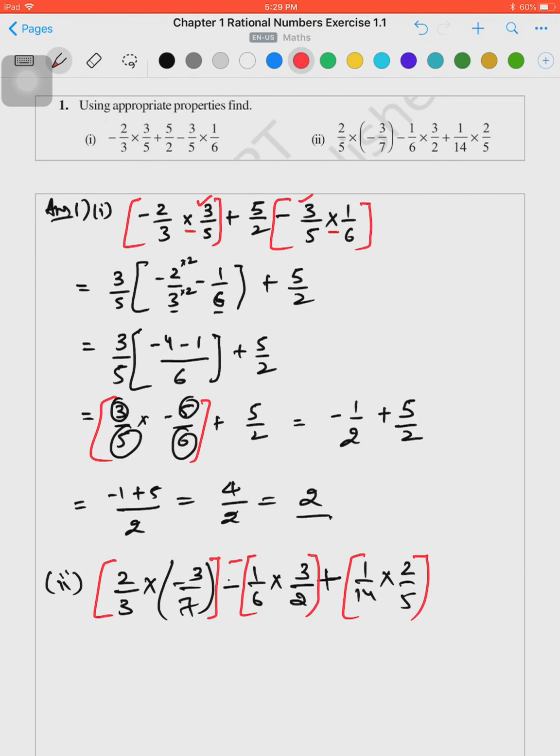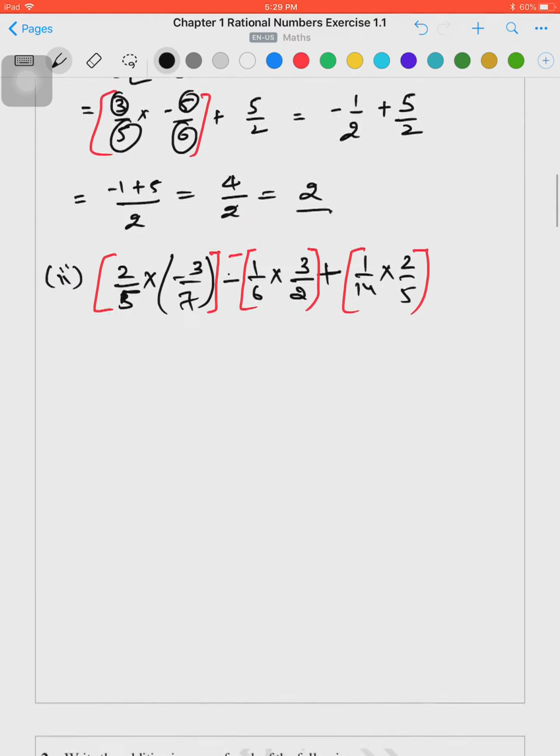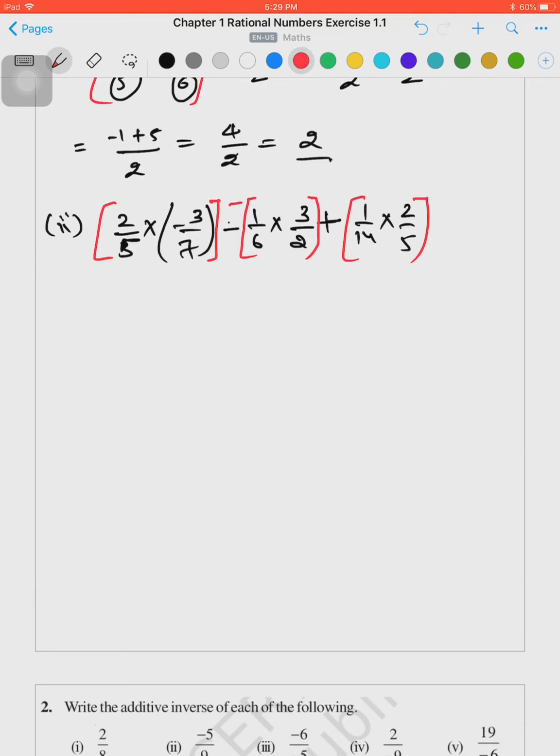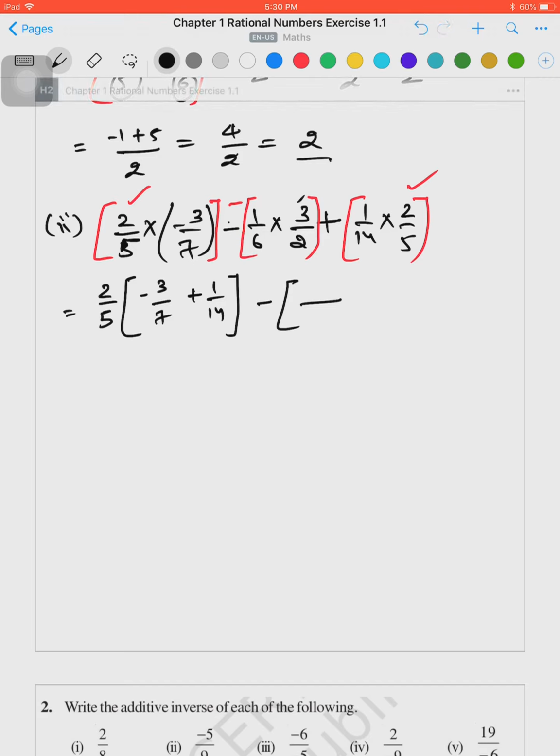Okay, now out of this bracket term, you can see we have 2 by 5 here. So now you can see both terms here have 2 by 5 and 2 by 5. So from here we'll take the 2 by 5 outside. So it will be 2 by 5. What remains here is minus 3 by 7, and on this side plus 1 by 14, and this remaining term minus, let's multiply these two. This 3 will give us 2 here, so it will be 1 by 4.